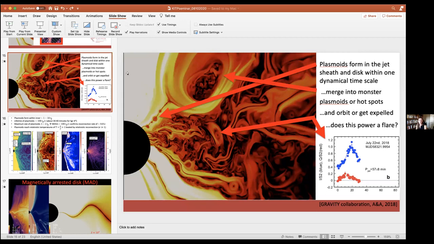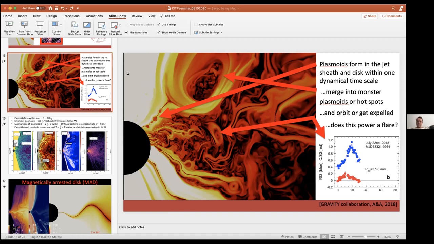So what do you see? I think I had this question before, and people are often interested whether the velocity is Keplerian or not. I think those plasmoids become disconnected from the disk, so they can have any type of velocity that reconnection gives them. And we typically see that they're mildly relativistic. So they're not very, very fast, but they're trans-relativistic, I would say.